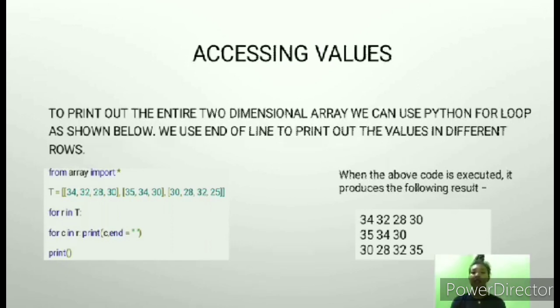We use end of the line to print out the values in different rows. The sample code: from array import T is equal to the temperature recorded in 3 days. For R in T, for C in R, print C and then print. R is equal to row and C is equal to column. When the above code is executed, it produces the following result, which is the recorded temperature in 3 days.